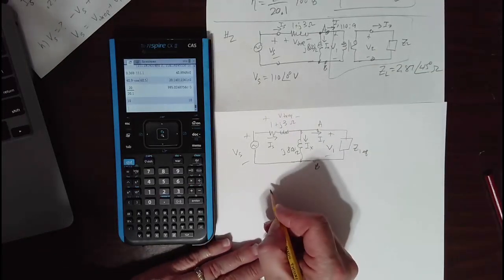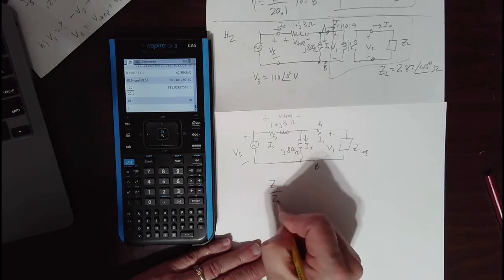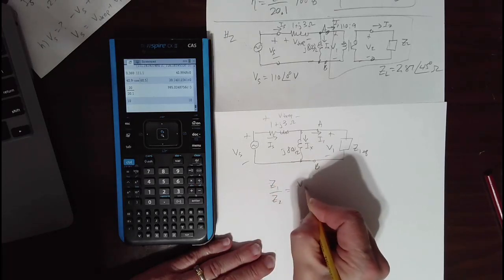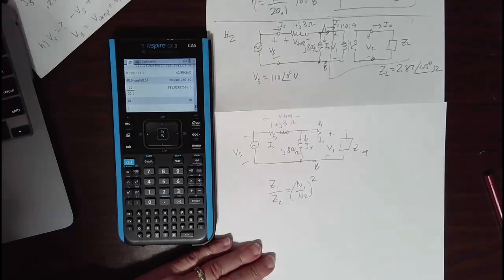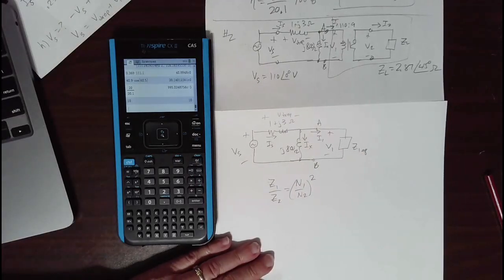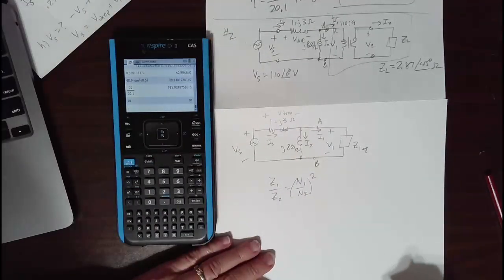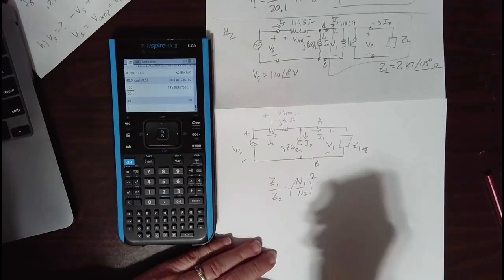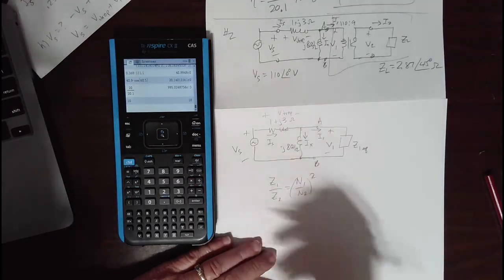And so remember, we have the transformer equation. The ideal transformer equation says Z1 over Z2 is N1 over N2 squared. If you want to prove that, it's not hard to prove, just using the other two transformer equations. I'll give you some extra credit points if you want to prove this for me. Okay, but we're going to just use it.